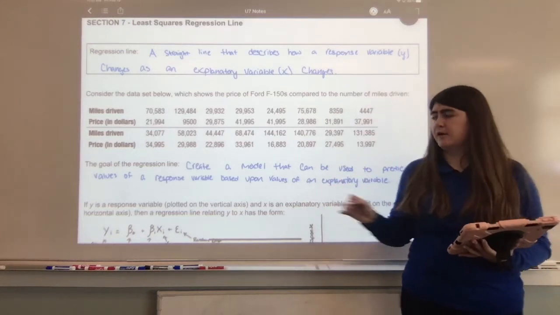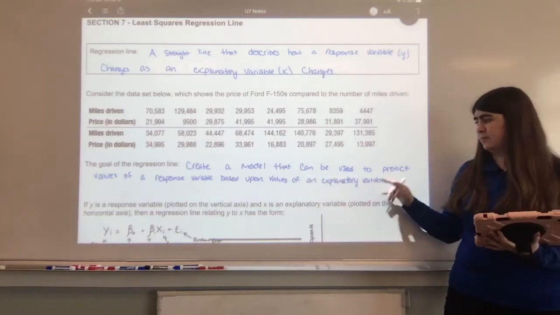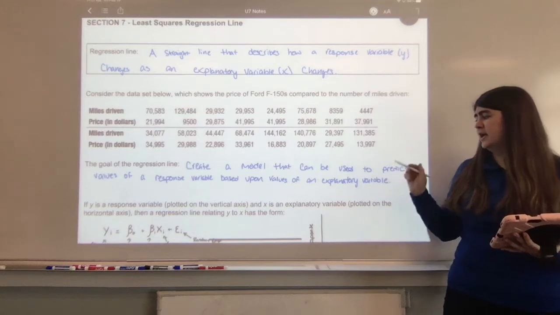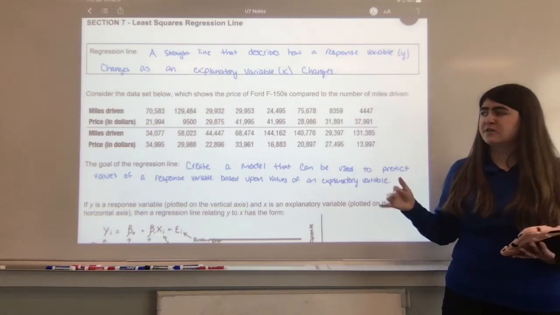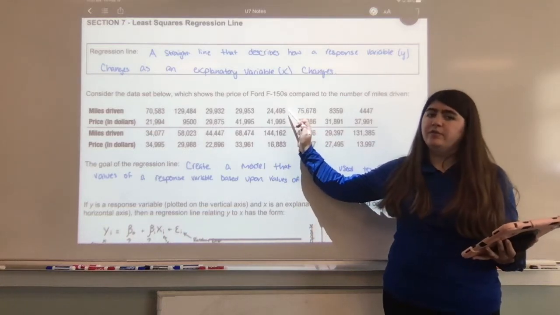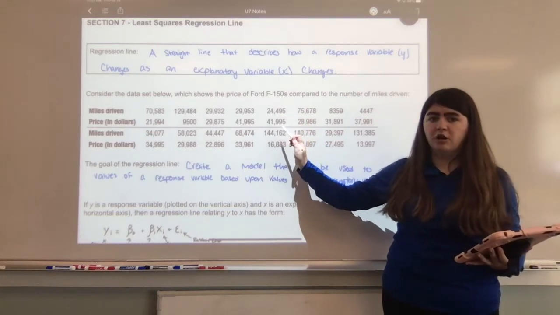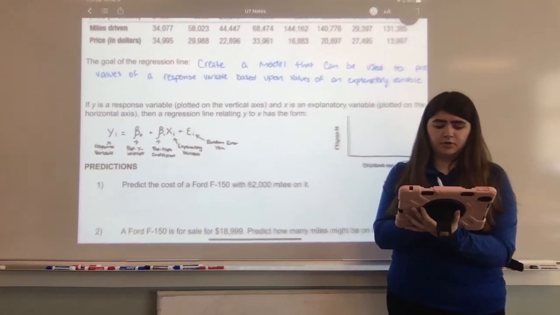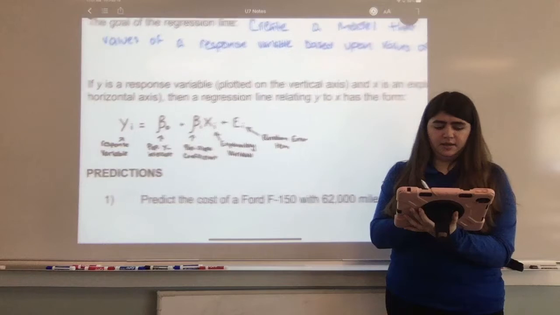So the goal of the regression line is to create a model that can be used to predict values of a response variable based upon an explanatory variable. In other words, if we know how many miles have been driven, then can we figure out how much the truck should cost? So to do that, we have a regression line, and I'm going to zoom in on the formula here.